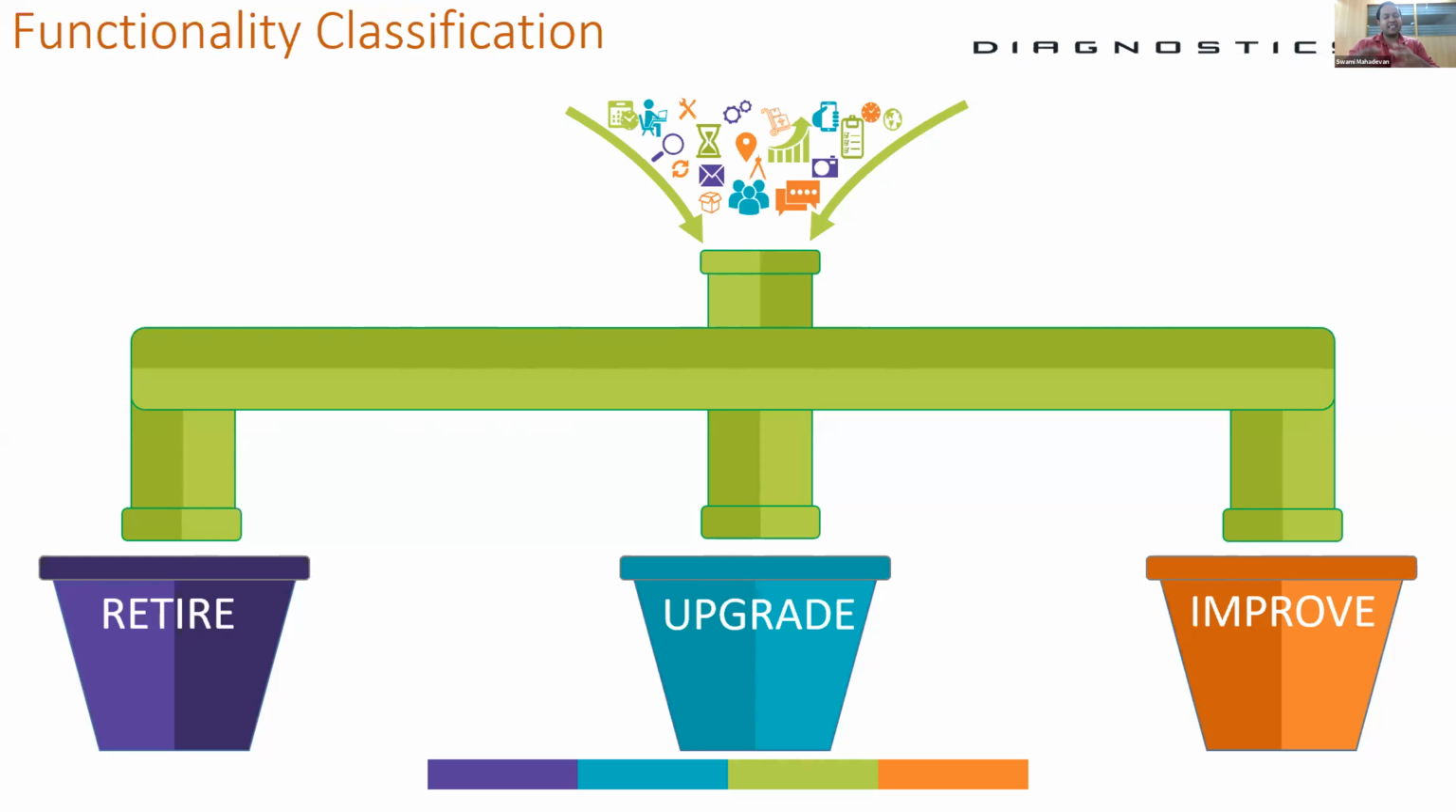The second bucket is the upgrade bucket. Here, functionalities which are regularly used by the users and do not have any significant problems or any significant performance bottlenecks are placed in this bucket. This would go directly to the next version.